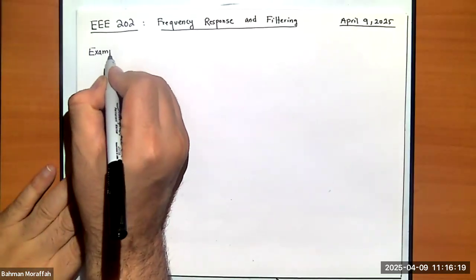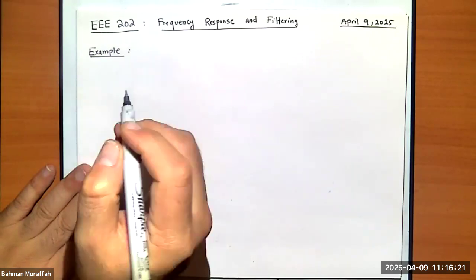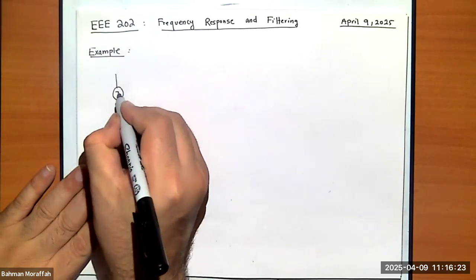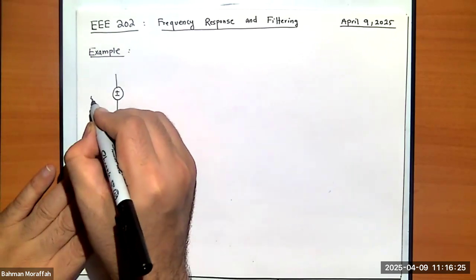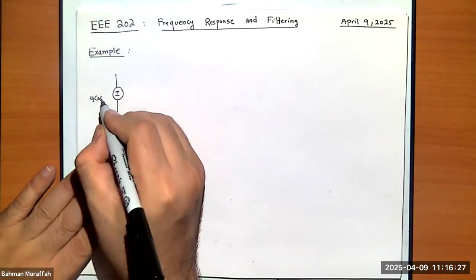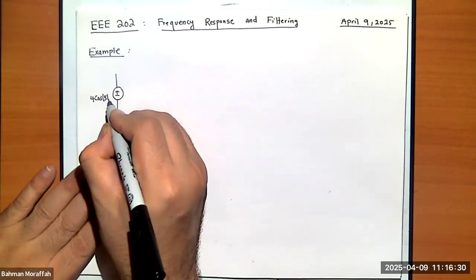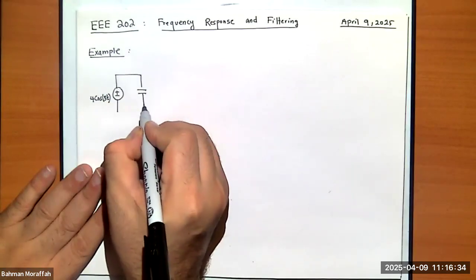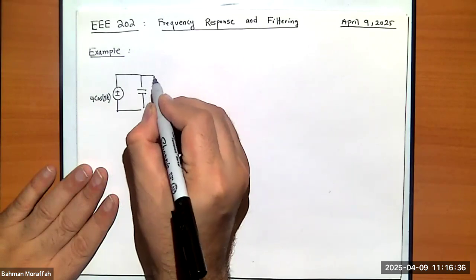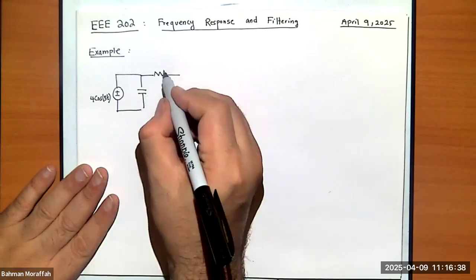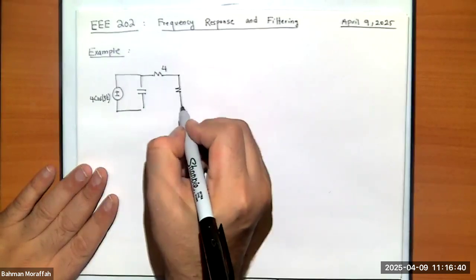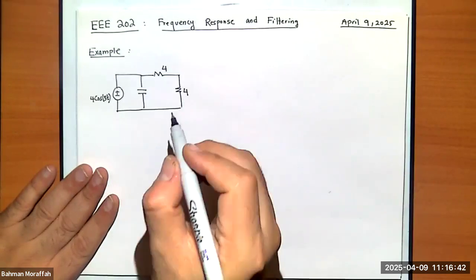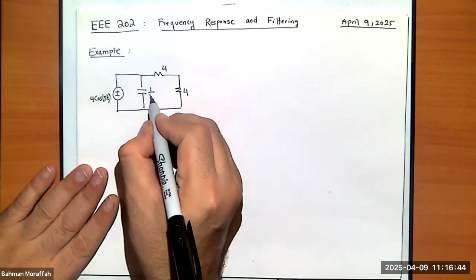Example. Let's just say I'm given a circuit that has a voltage source with value cosine 5t. It's followed by a resistor and a capacitor. Let's just say this value over here is 4. This value over here is 4 as well. The value of the capacitor is 1/12.